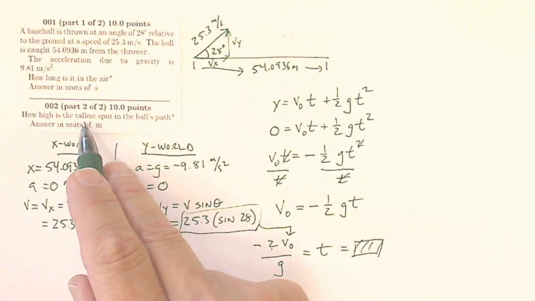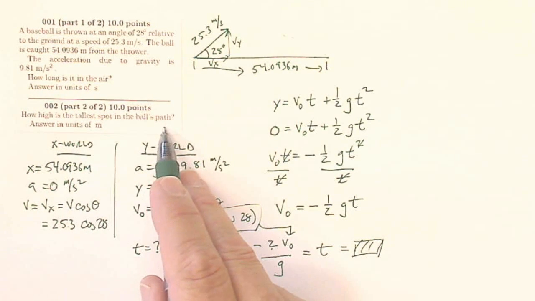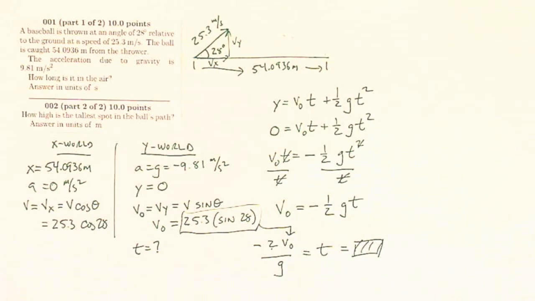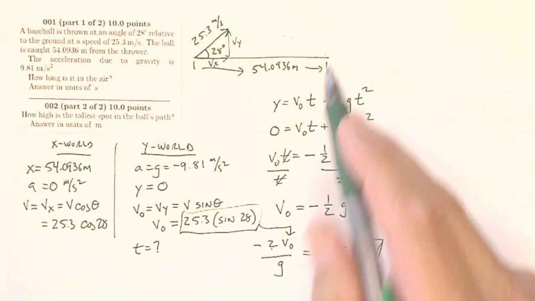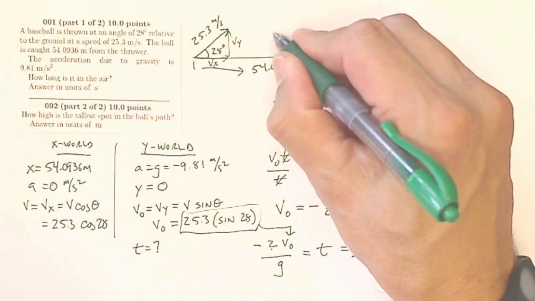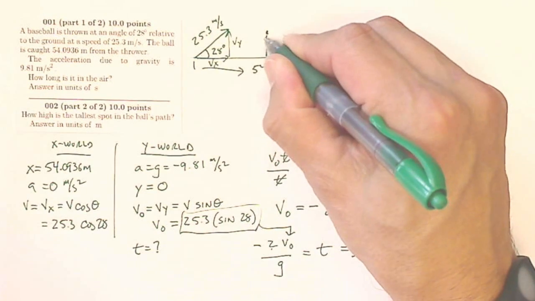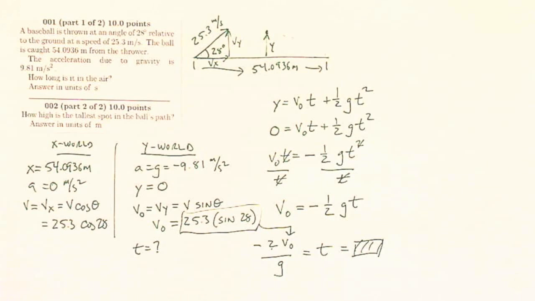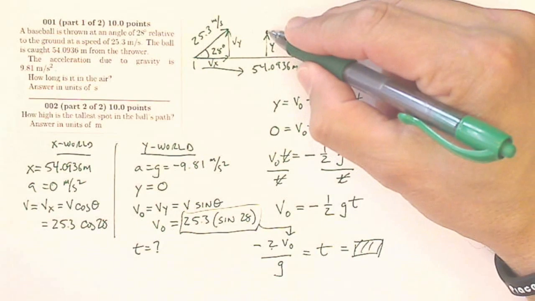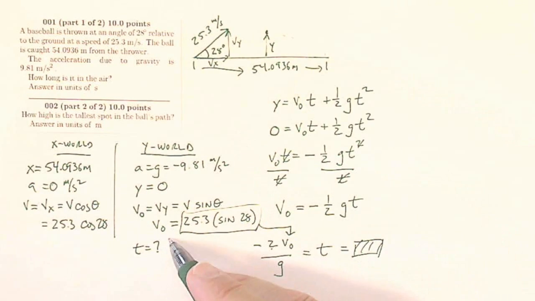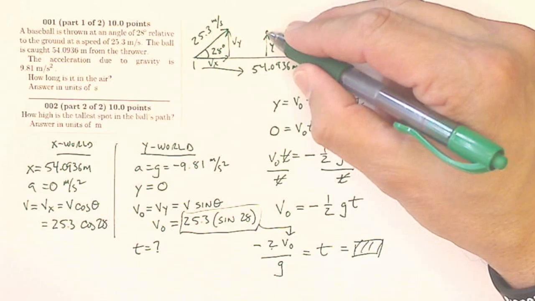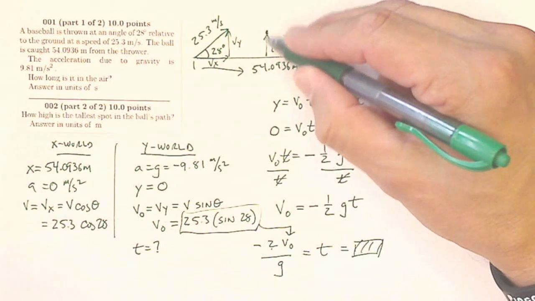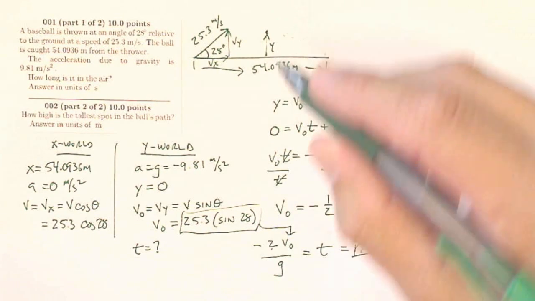Now it says, how high is the tallest spot in the ball's path? Well, that's a different question. Here, y is not 0, because this was all the way up and back down. So I have a separate problem when I'm looking for this spot right up here, my highest y velocity here, my highest displacement there. Well, I've got two ways of going about that. The first is to set my final velocity to 0. I've got my initial velocity. A final velocity is 0 in the y direction, up and down here.